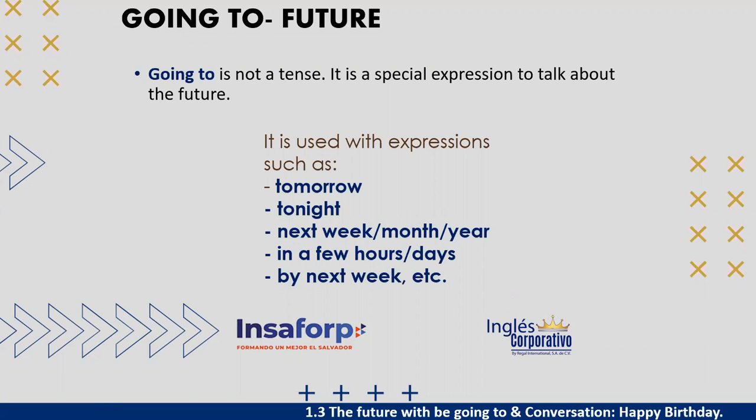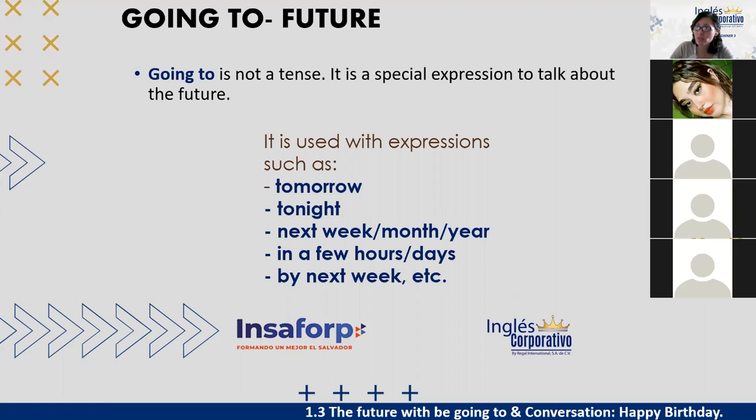Bueno, con going to, ¿verdad? Como decíamos, es un future structure tense, you can add some expressions, right? Those expressions can be added, even though probably you're not going to do something like in some minutes. It's up to you the way you want to use it. But it is used with expressions such as tomorrow, tonight, next week, month, year, in a few hours, days, by the next week, etc. So it's okay if you want to add any of those to your sentences. That's totally fine. What you're doing whenever you use them is just expressing and specifying when in the future you are going to perform that activity.